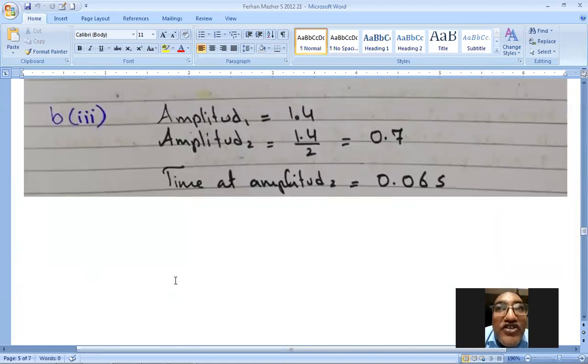Initial amplitude was 1.4. The amplitude number 2 is 1.4 divided by 2, 0.7. And from the graph, I looked where is the amplitude 0.7, and I came to know that at time 0.06 second, the amplitude was 0.7. I hope you have understood this.